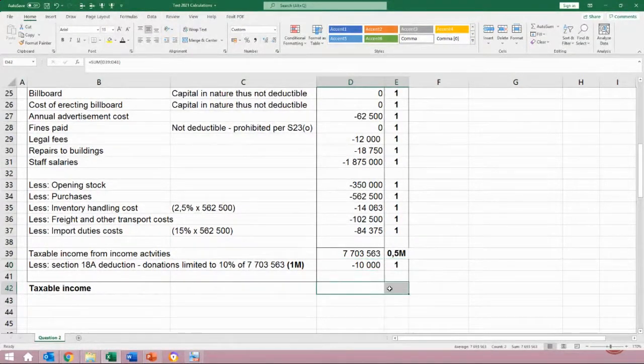And then the last step was just adding it all together. So taking that 7,703,563, deduct the 10,000 to work out what is the taxable income, and you received half a method mark for doing that total. And that is basically, in a nutshell, how you had to do question number 2.